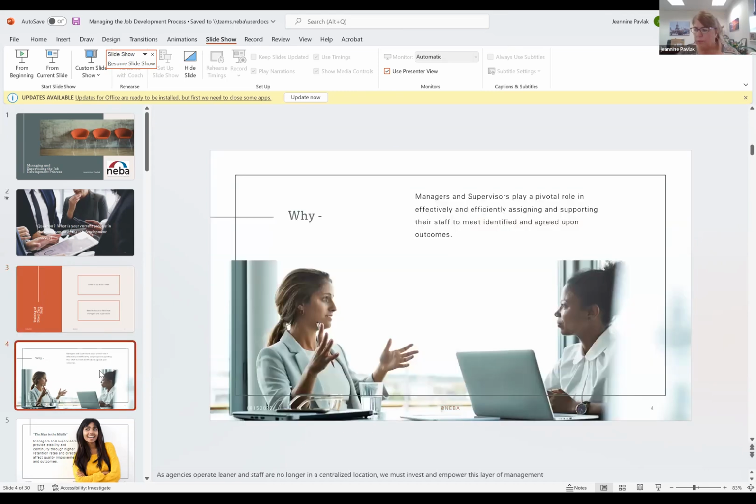One thing is that as agencies operate leaner, we've gone from centralized service provision to more decentralized service provision. People are out in the community, and they aren't as easily accessible, and yet this role plays a pivotal role in effectively assigning supports and services to the people that you serve. It's those mid-level managers and supervisors who are looking at the workflow and what needs to be done. They need to be empowered and have the competency to be able to do that to best meet everybody's needs.